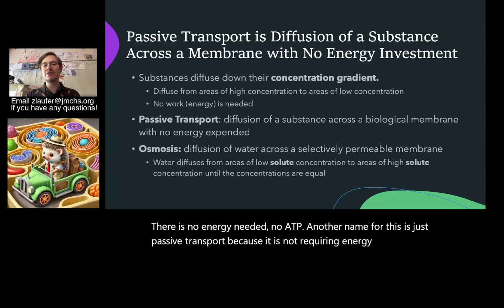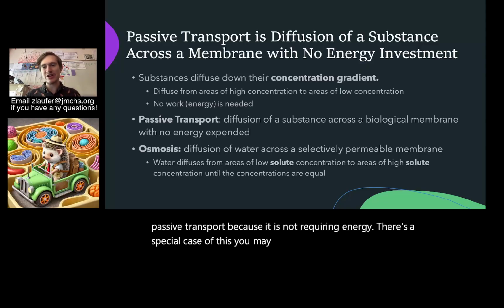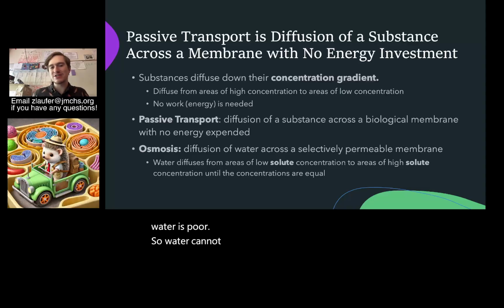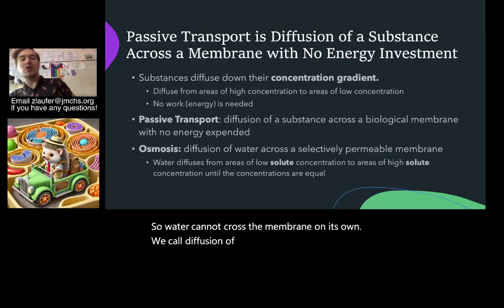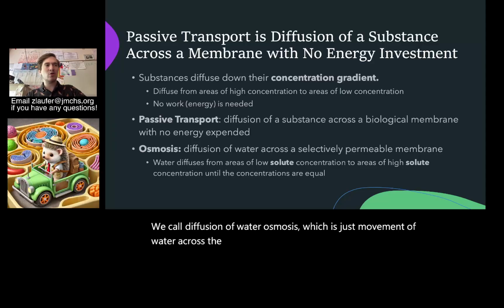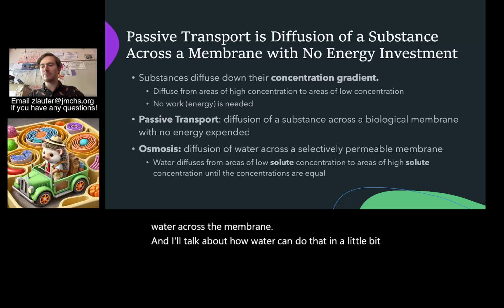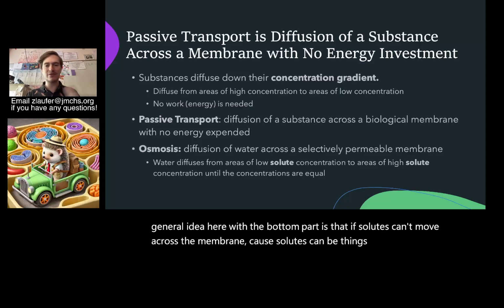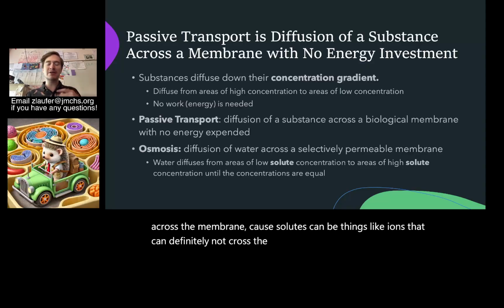There's a special case of this. You may have noticed when I said things that can cross the cell membrane easily, I did not say water, because water is polar, so water cannot cross the membrane on its own. We call diffusion of water osmosis, which is just movement of water across the membrane. And I'll talk about how water can do that in a little bit, but the general idea is that if solutes can't move across the membrane, because solutes can be things like ions that definitely cannot cross the membrane, that means that water will move across the membrane to try and balance the solute concentrations.